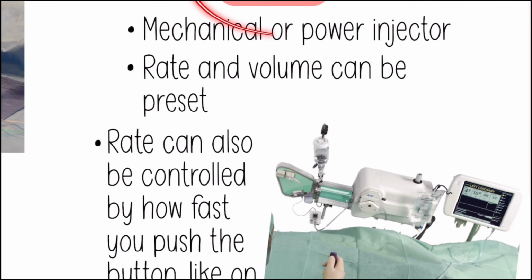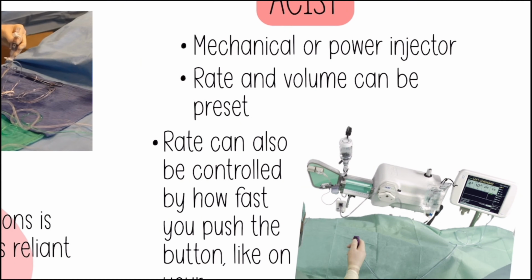Now, the Acist is an alternative. It's becoming very popular because of the room for error that the manifold has. The manifold is based on the person's experience of using it safely and effectively. So the Acist is a mechanical version. It's a mechanical device, or a power injector is what some people know it as.